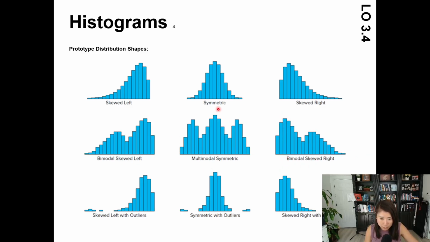And for this one, if you find the middle point and draw a line, you can see that the left and the right look exactly the same. So therefore they are symmetric, but we have one, two, three peaks, so therefore we call it multimodal.